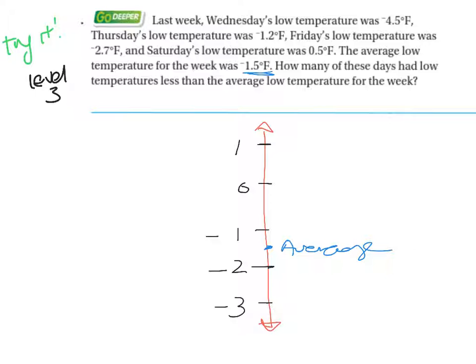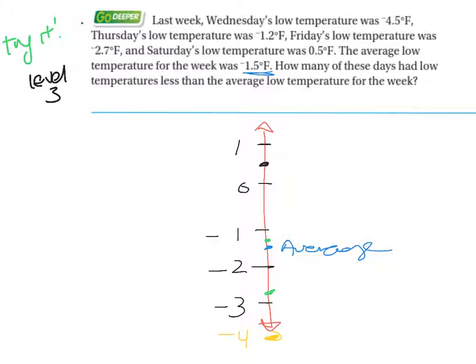So I'm going to go in and plot those numbers. So Wednesday was negative 4.5. Guys, that doesn't even fit on my chart. So that would be down here. Okay, because this would be negative 4. So that would be clear down there. I didn't even draw the chart that long. Thursday's was negative 1.2. Well, remember, it was negative 1.5. So Thursday is going to be slightly above the average. Friday's low temperature is negative 2.7. So that would be about here. And then Saturday's was positive 0.5, so about up here.